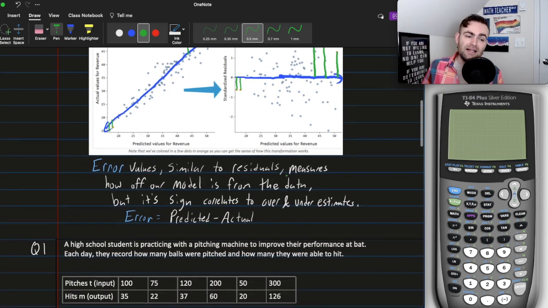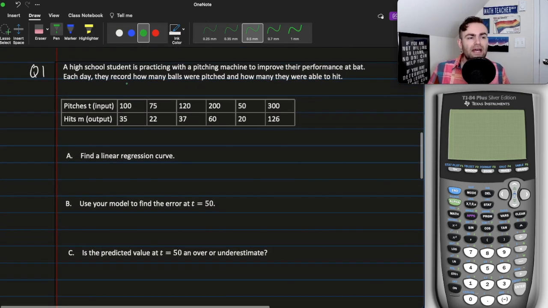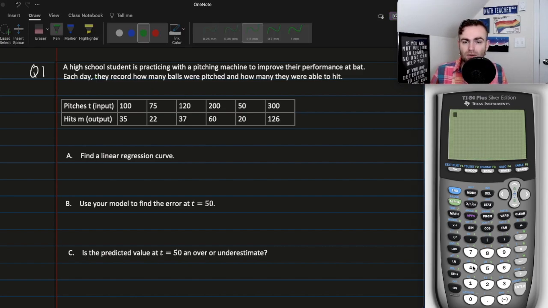So let's use this and talk about some more regressions. We have a high school student who is practicing with a pitching machine to improve their performance at bat. Each day they record how many balls were pitched versus how many they were able to hit. So the input here is the number of pitches that the machine produces, and the output would be the number of hits. Let's make a regression out of this. So we're going to turn our calculator on, go to statistics, enter. Again, if we have anything in our calculator, we're going to clear the lists. You can write over them, but if you have a different amount of data, this is really the major way to do it.